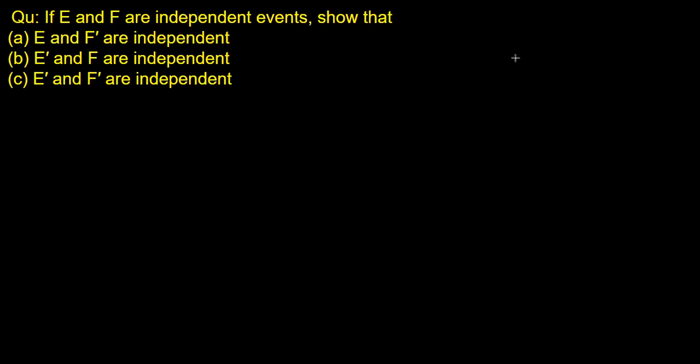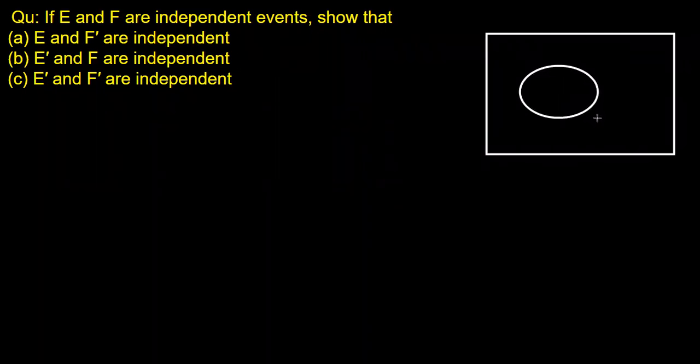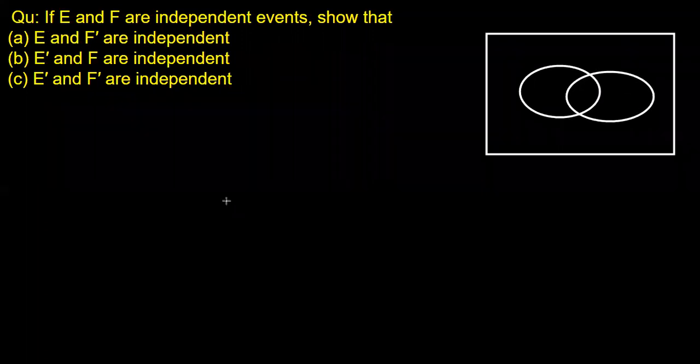To understand it a little better, we would like to draw a Venn diagram. Here is the Venn diagram. This rectangle represents the sample space, and then there are two events. We can show them like this. We are talking about E and F. Let's say this first one is E and the second one is F.